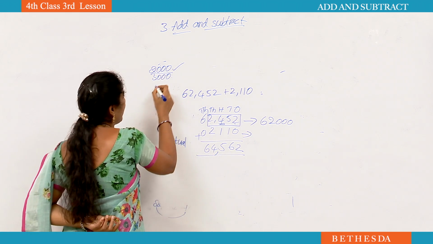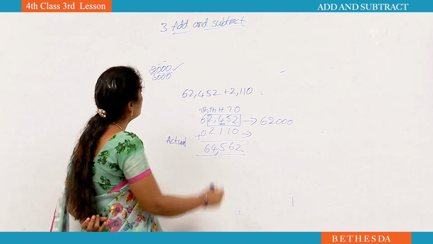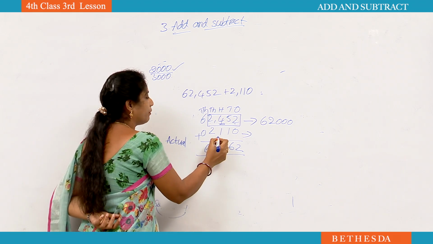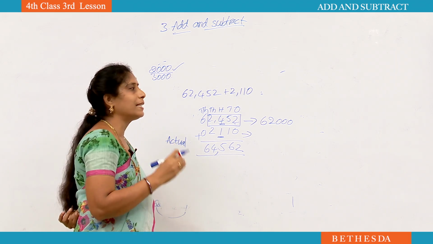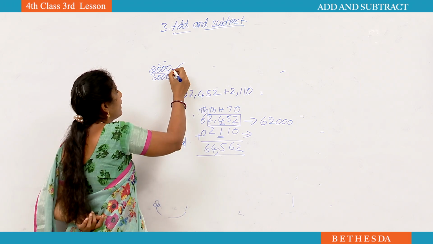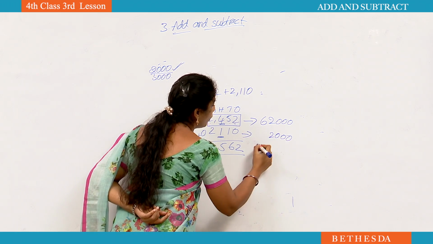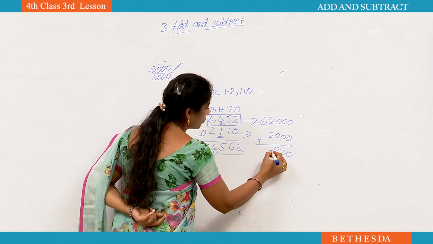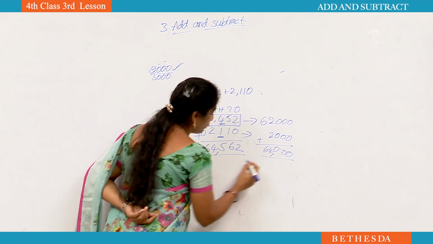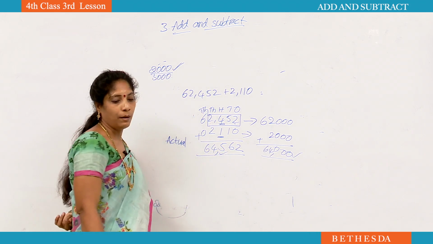Now 2,100, where will it be? It will be in the middle of 2,000 and 3,000 only. Now which number do we have to take, 2,000 or 3,000? For that we have to observe the hundreds place number. The hundreds place number is less than 5. That's why you have to take the smaller number again. Now take 2,000. Now what we have to do? Addition. 2 plus 2, 4, 6. 64,000. This is the actual amount. This is the estimated amount.